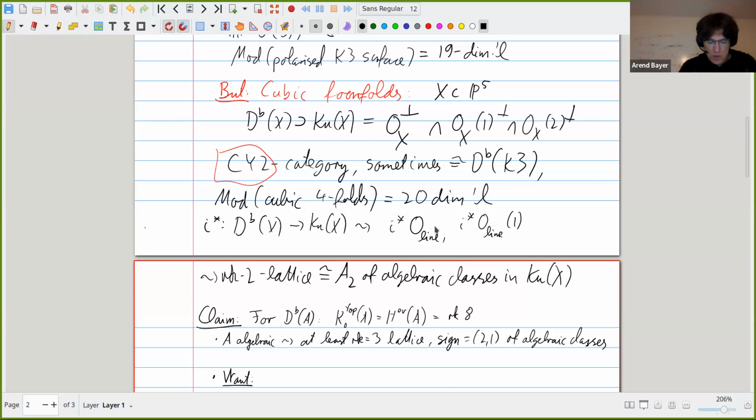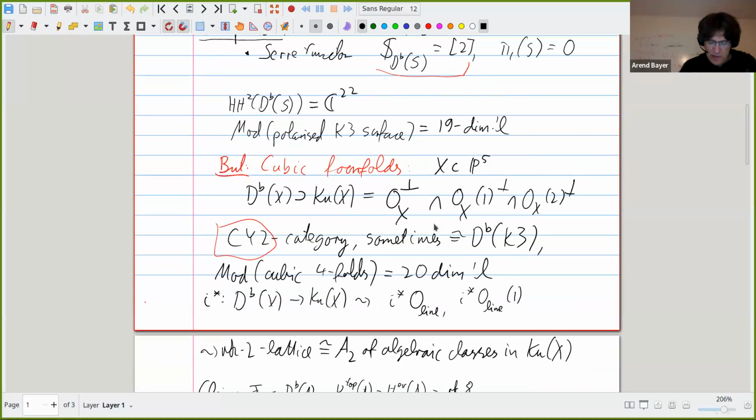right? And there's a similar story if you don't look at the cubic fourfold, but at Gushel-Mukai fourfolds, another type of Fano fourfolds. And again, there you get a 20-dimensional family, and again you get a rank 2 lattice of algebraic classes inside here. And in that case, it's A1 direct sum A1 instead of A2.